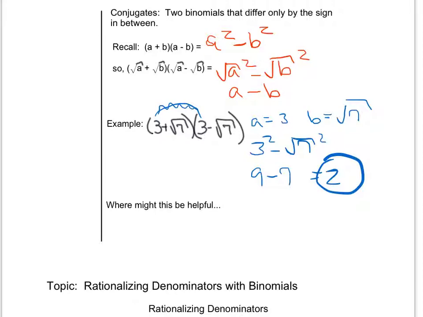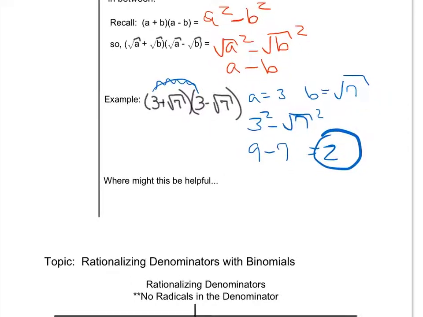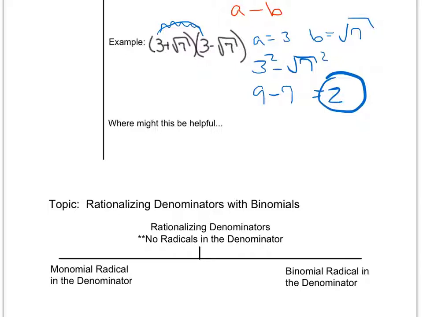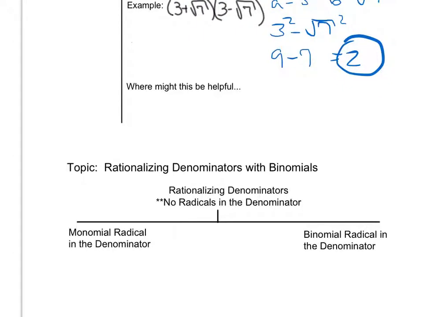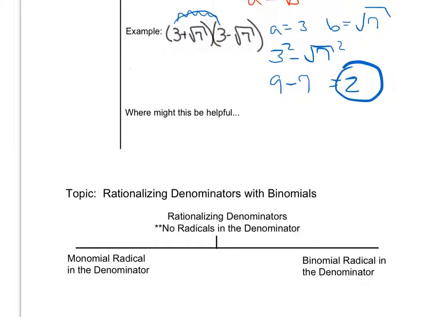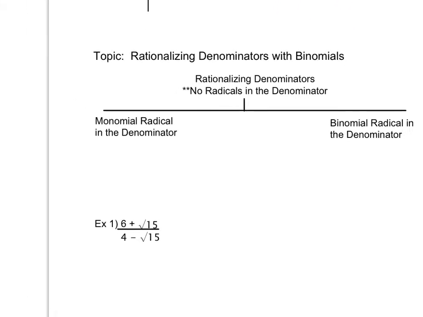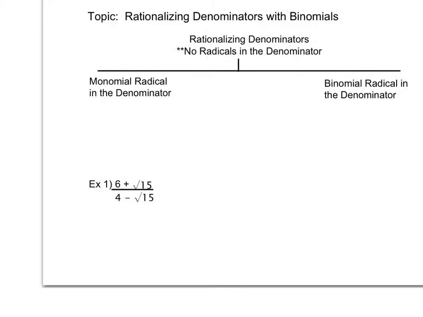So I kind of addressed this in the last video. Where is this going to be helpful? Well, this is going to be helpful when I need to rationalize a denominator with a binomial, because notice that I can get rid of a binomial with a radical by multiplying it by its conjugate. Once I multiply by its conjugate, I do end up with just a number. I no longer have a radical expression. So we've learned one way to rationalize denominators, and we're in the process of learning another. Because remember, we cannot have radicals in the denominator.